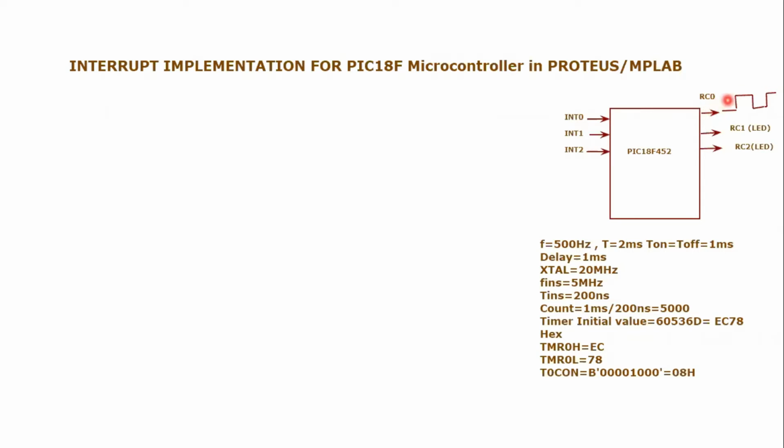Similarly, RC0 is a pin where we are generating a square wave, right? A square wave of 500 hertz. So we will be producing a square wave of 500 hertz. And we know that for a square wave, we need to turn on and turn off this RC0 respectively, right?